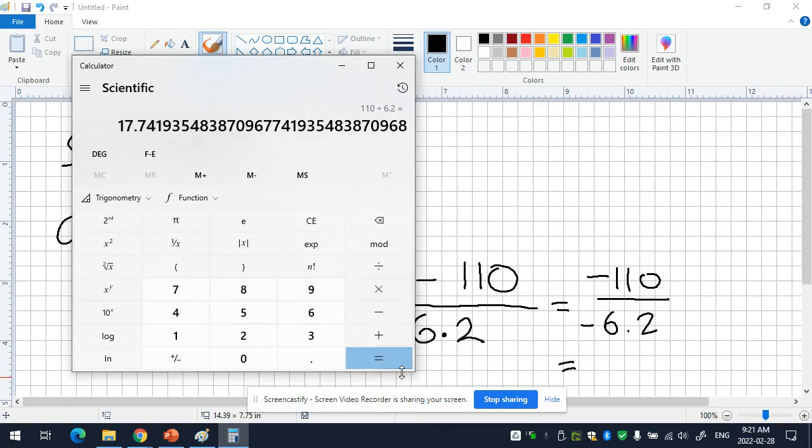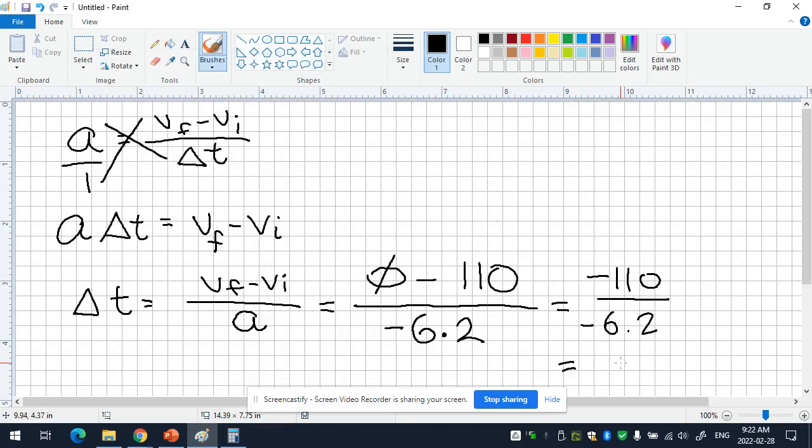What's the significant situation? Well, 110 has how many? 2. 6.2 also has 2, and the 0 is exact, so it doesn't contribute. So what would this be to 2 sig fig? It's 17.7, so it rounds up to 18, and 18 it is. 18 what? What's the unit? Seconds. So it would take this jet 18 seconds to lose all the speed it landed with. Great.